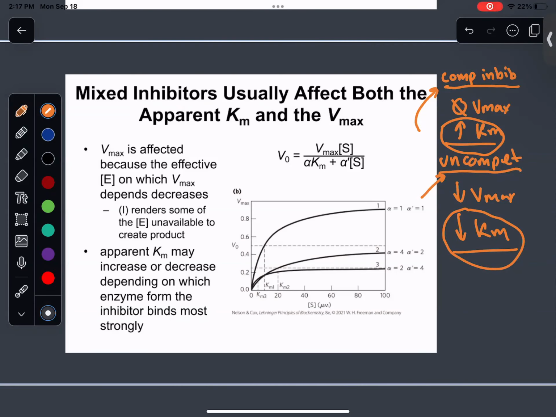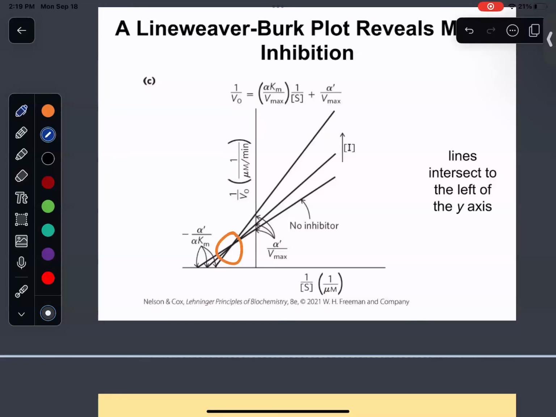Now, here's the bad news. And yes, there is more bad news. Even though we have the intersection and we know that it's probably mixed, you have some work to do. If you see that intersection over here and it's not on the y-axis, you've got some work to do. We know it's mixed, which means it can and does bind to both the enzyme and the enzyme-substrate complex. The annoying part is that we need to figure out which one the inhibitor prefers.